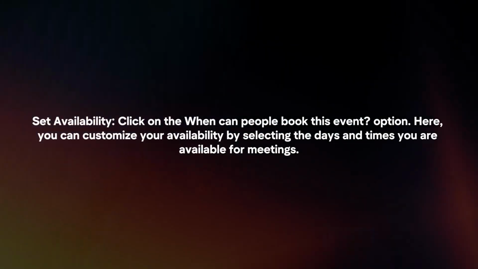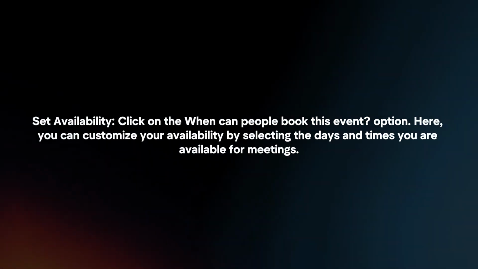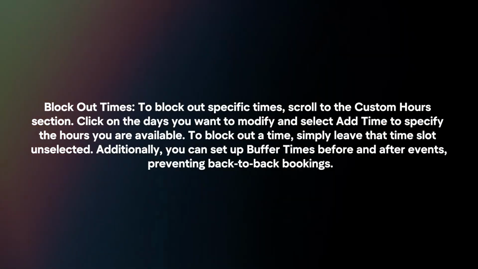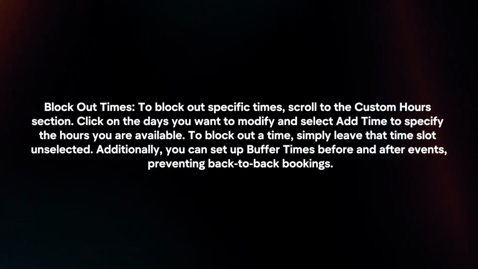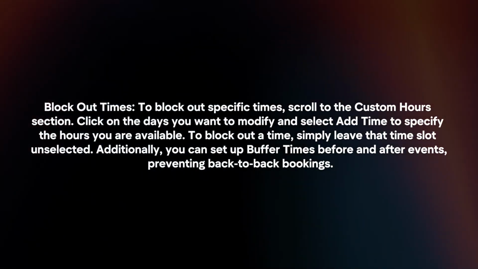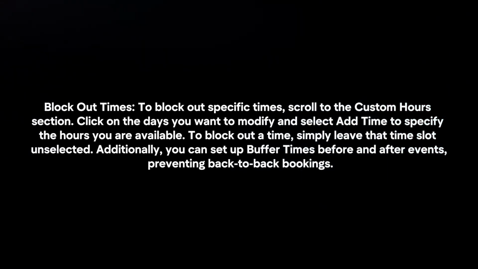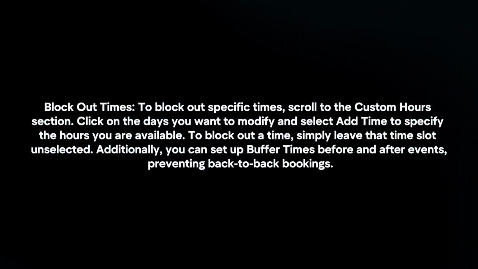Here, you can customize your availability by selecting the days and times you are available for meetings. Block out times. To block out specific times, scroll to the Custom Hours section. Click on the days you want to modify and select Add Time to specify the hours you are available. To block out a time, simply leave that time slot unselected.